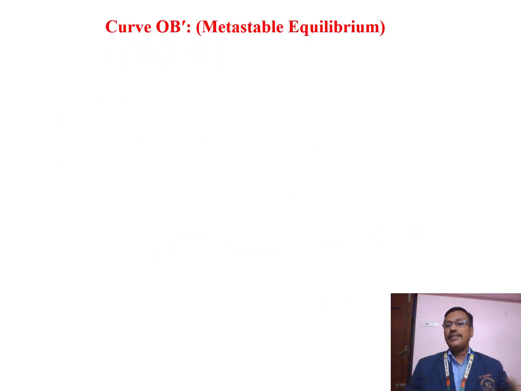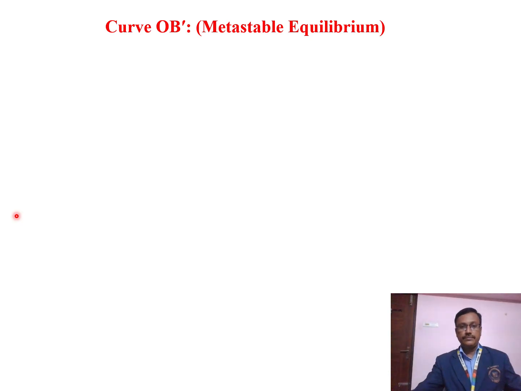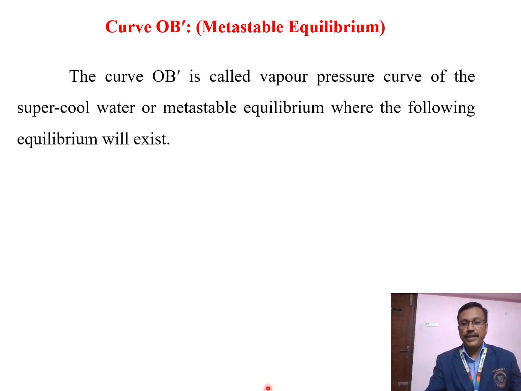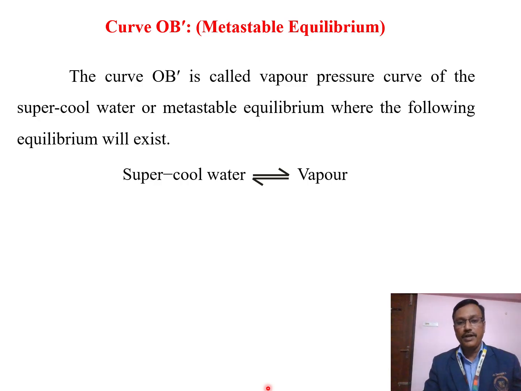And finally, we are having that metastable equilibrium curve. One more special curve we have studied, right? What is that? The curve OB dash is called the vapor pressure curve of supercooled water, or metastable equilibrium, where we are having the equilibrium of supercooled water and vapor.